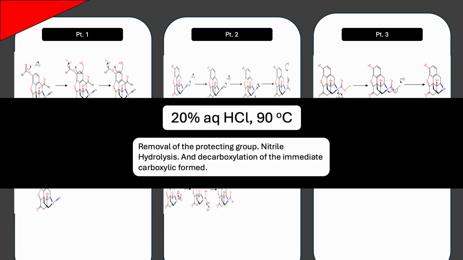The final reaction from oxymorphone to noroxymorphone. This is an acid workup at elevated temperature. The reason why is because it is removing the protecting groups, and it will hydrolyze the nitrile into a carboxylic acid. But this structure will be a carbamate, which will then decarboxylate, forming noroxymorphone.